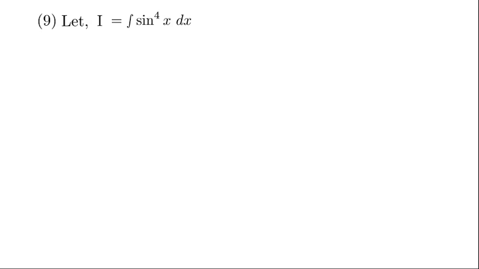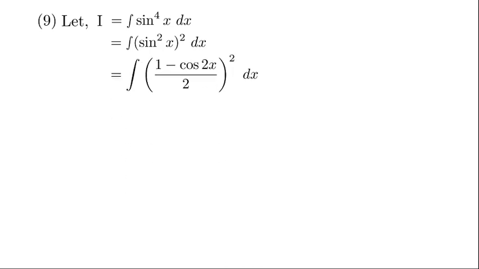Integration of sin raised to 4 x dx. This can be written as sin square x whole square, and sin square x can be replaced by 1 minus cos 2x upon 2 the whole square. Now expand numerator as well as denominator. So the numerator will be 1 minus 2 cos 2x plus cos square 2x upon 4.